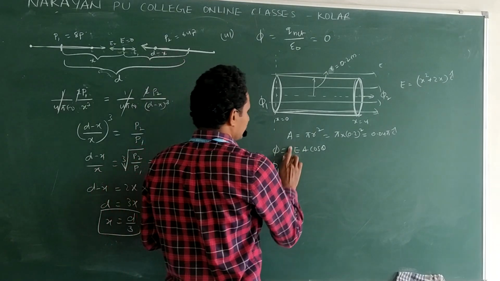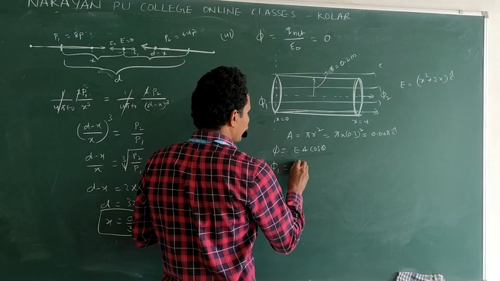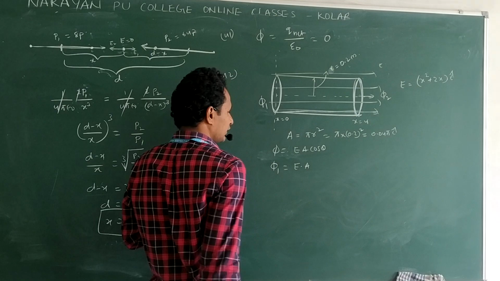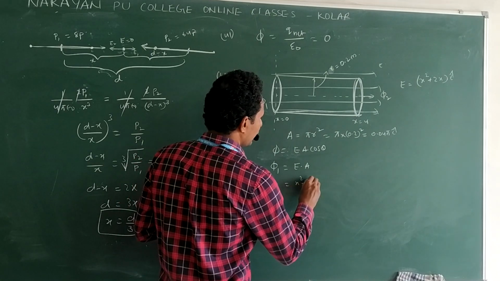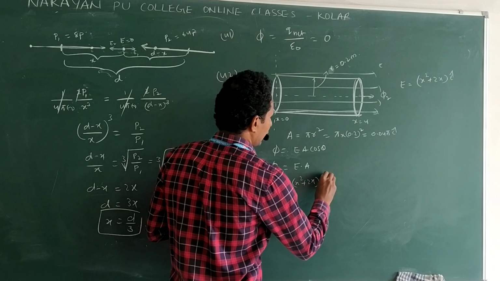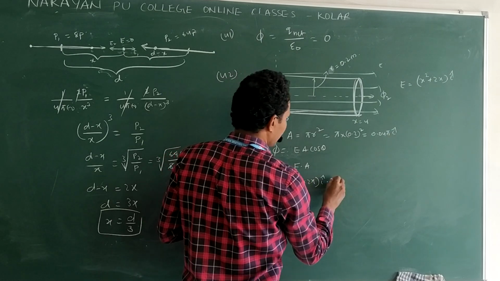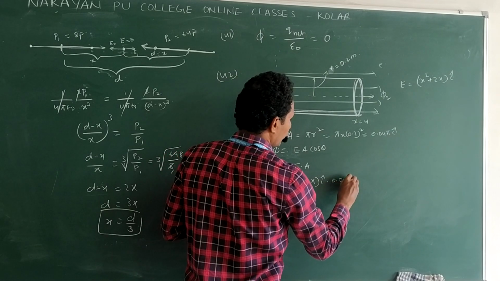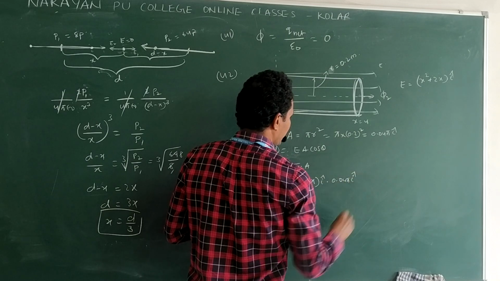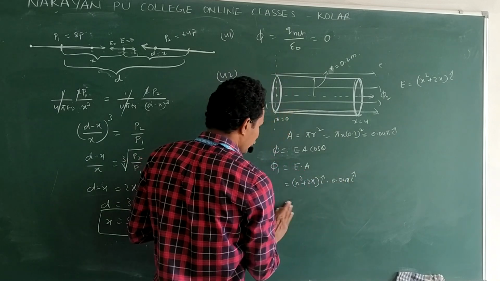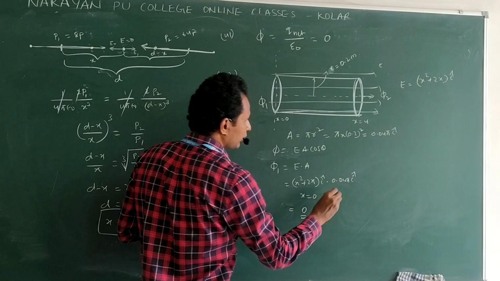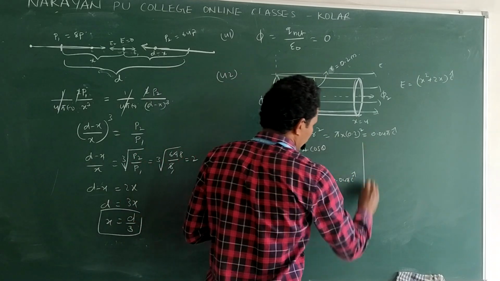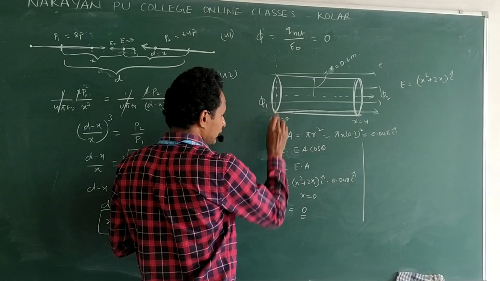Then we can write it with the dot product formula, E dot A. E is given as x square plus 2x I cap dot. What is the area vector? 0.04 pi I cap. But what is the x value at the starting? X is equal to 0, then this value will be 0. But flux is entering here.